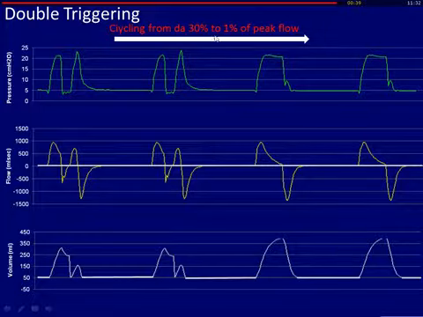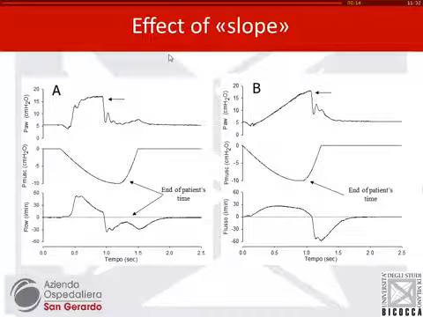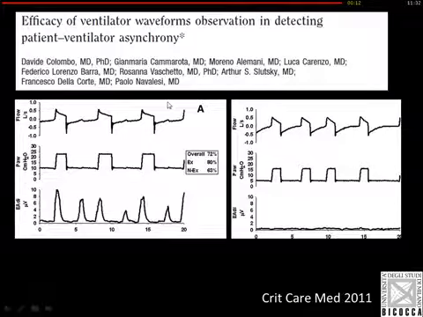How do we treat this? We just have to change the cycling criterion for pressure support. For restrictive patients, we use lower values so that expiration occurs later. For obstructive patients, we want their inspiratory time to be short, so we use a higher value here.